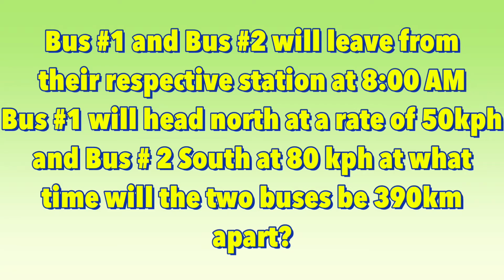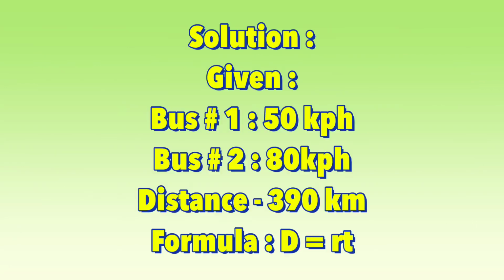Our solution, given: bus number 1, 50 kilometers per hour the rate. Bus number 2, the rate is 80 kilometers per hour. And the distance covered is 390 kilometers. Our formula: D equals RT. Equation: we have D equals the distance of bus 1 plus the distance of bus 2. And solve the equation, D equals the first bus distance plus the second bus distance.